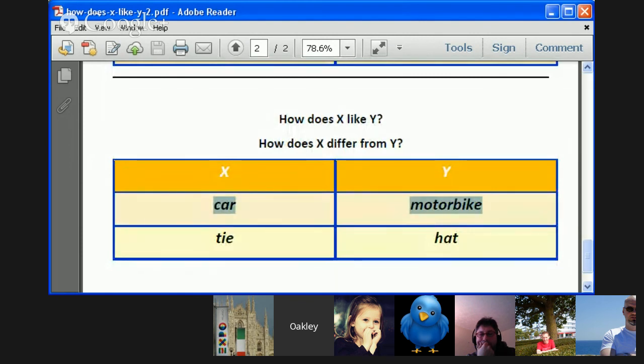Next one's kind of neat. Julio, what's the difference between a car and a motorbike? Or how are they the same?